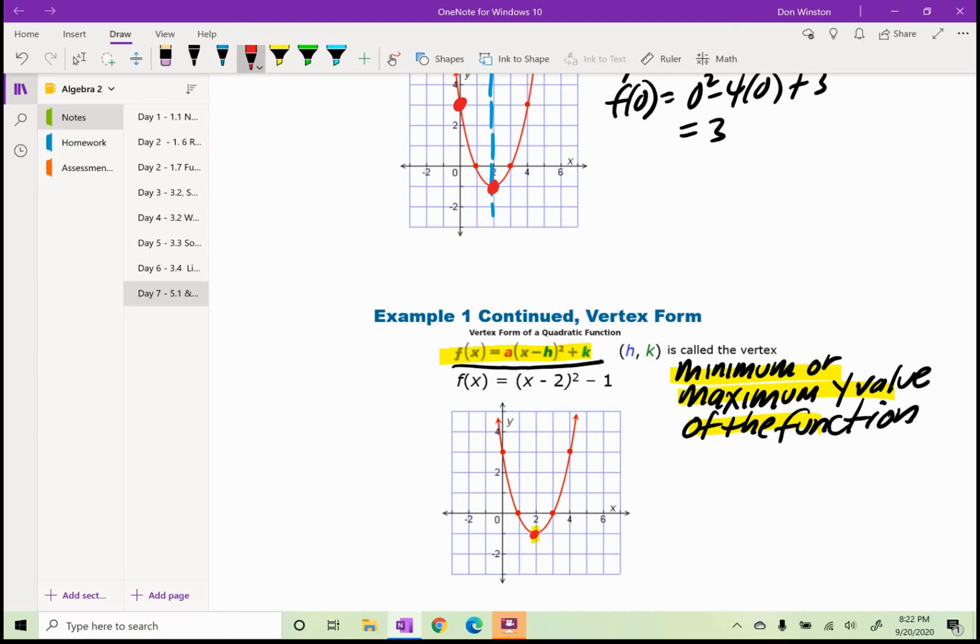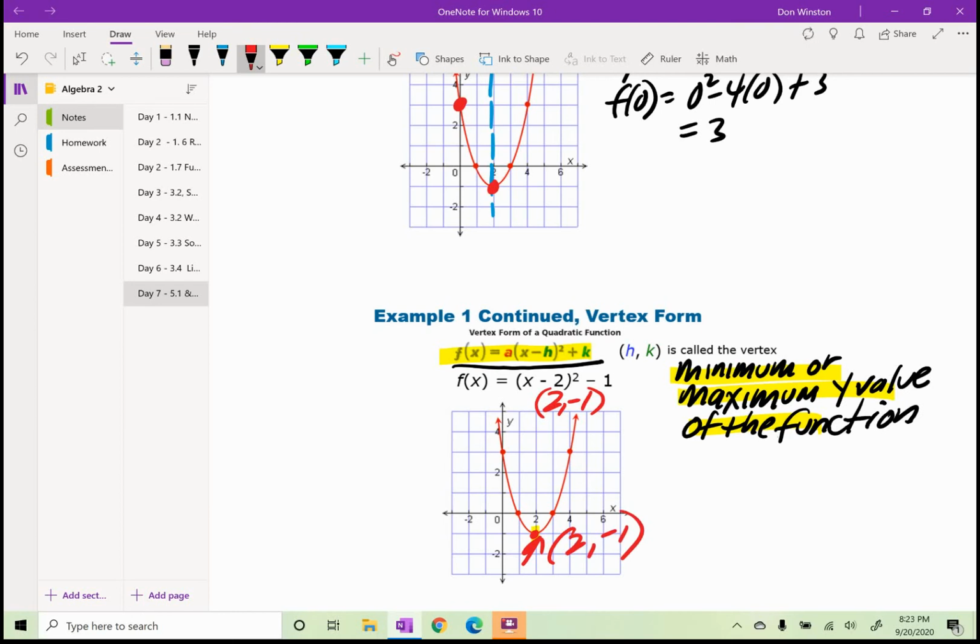X is 2. So my vertex, looking at this equation, f of x is equal to (x minus 2) squared minus 1, well, the vertex is going to be 2 and negative 1. H is 2 and k is negative 1. That is my vertex, and we can see that right there on the graph. Okay, so the vertex will give you the maximum or minimum y value of a quadratic function. Very easy to see looking at the vertex form.